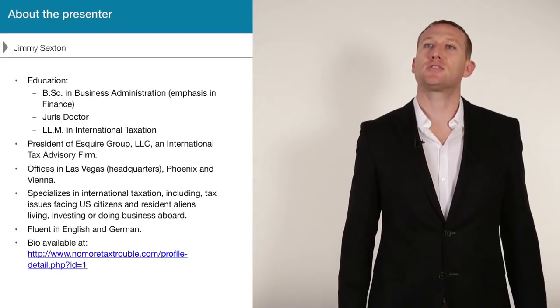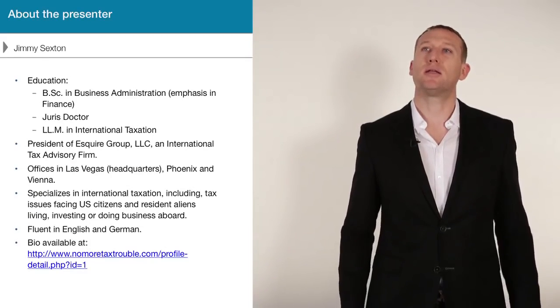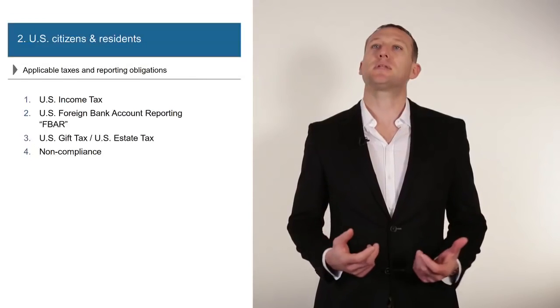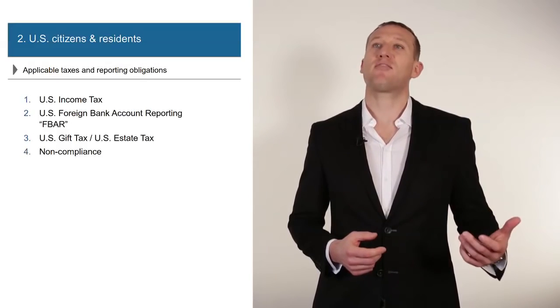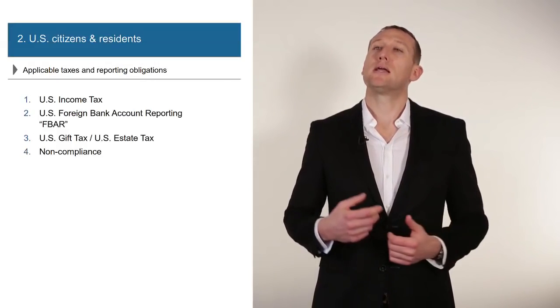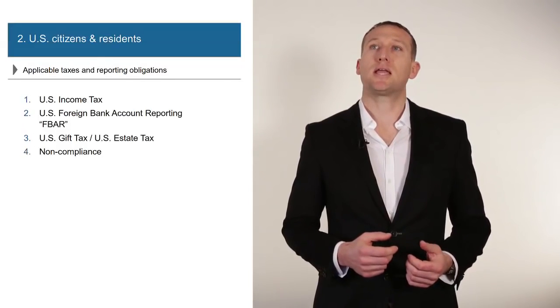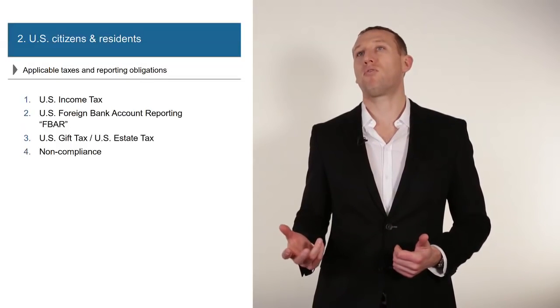I'm the president of Esquire Group, and we're here to discuss the exciting topic of the tax obligations of American citizens and residents abroad. This is going to be a four-part series. We're going to start off by discussing who this applies to and the income tax obligations. Then in part two, we'll discuss the FBAR, the Foreign Bank Account Report. In part three, we'll talk about estate and gift taxes. And finally, in part four, we'll discuss how to get into compliance in the event that you've not been complying with these laws.